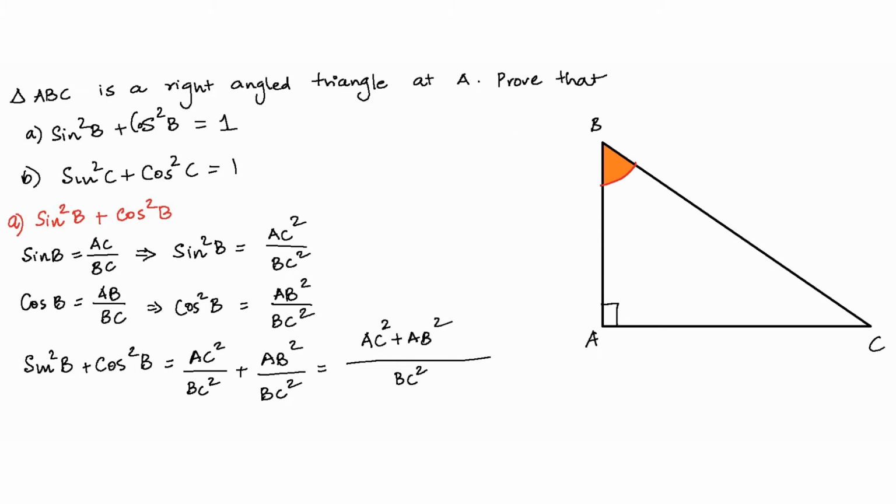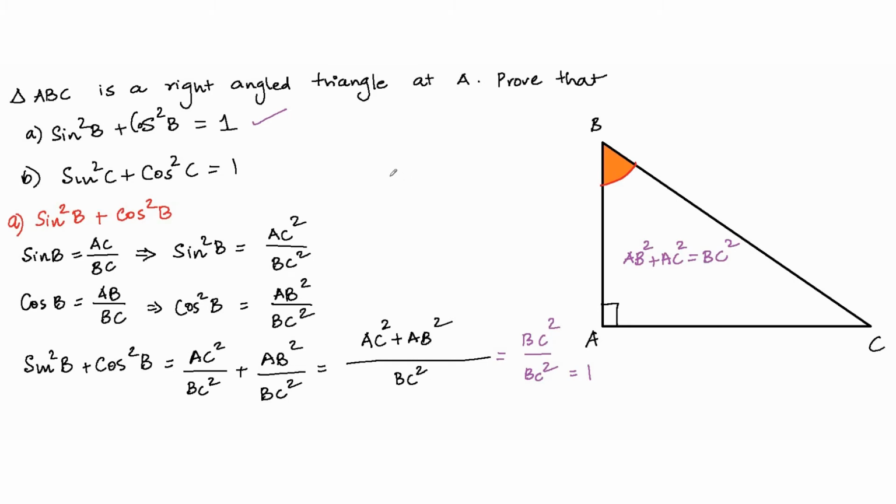Now, according to the Pythagoras theorem, if you write the Pythagoras theorem for this particular triangle, it is going to be AB square plus AC square is equal to BC square, right? So the hypotenuse is BC, so the square of the hypotenuse is equal to the sum of the squares of the other two sides. So AC square plus AB square is therefore equal to BC square upon BC square, and BC square upon BC square is equal to 1, which implies that sine square B plus cos square B is equal to 1.